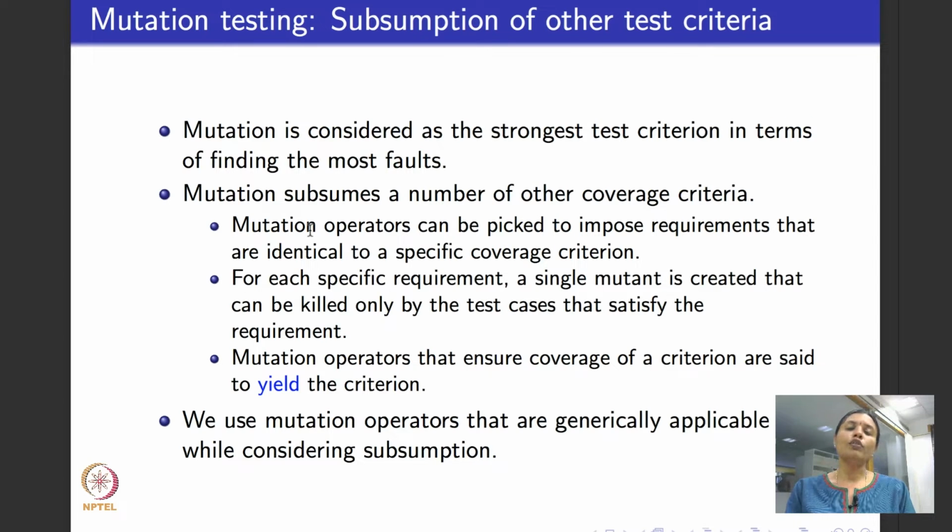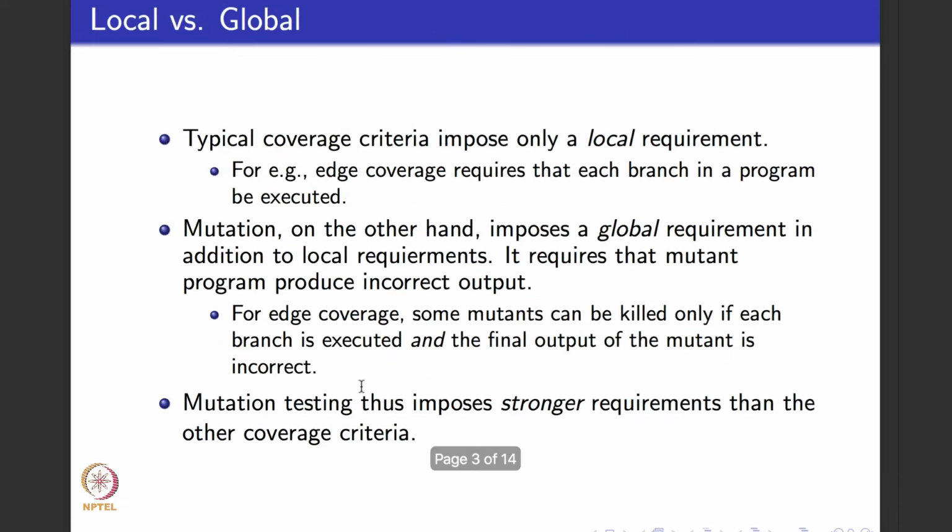So for criteria for which it is not possible to pick mutation operators to do this, mutation testing does not subsume those kinds of criteria. Mutation operators that ensure that a particular criterion is covered, that make the mutation testing subsume the coverage criterion, are what is called yielding the criterion, right? So we use mutation operators that are generically applicable, not specific to any programming language, not specific to any entity, when we consider subsumption.